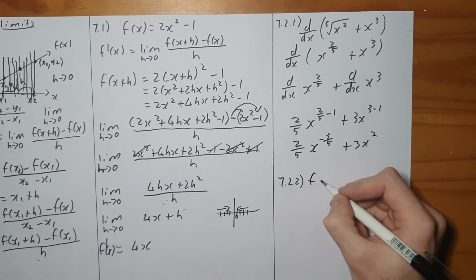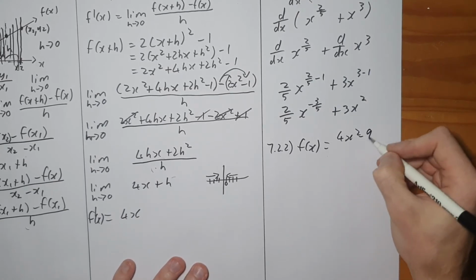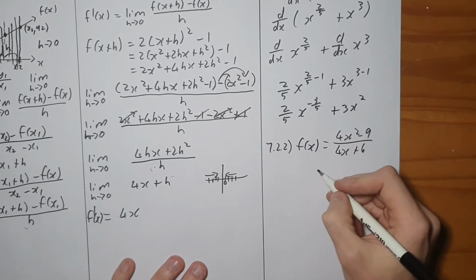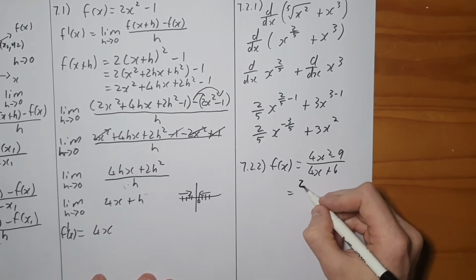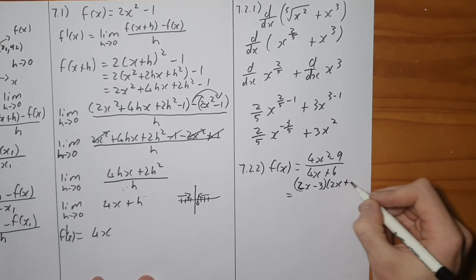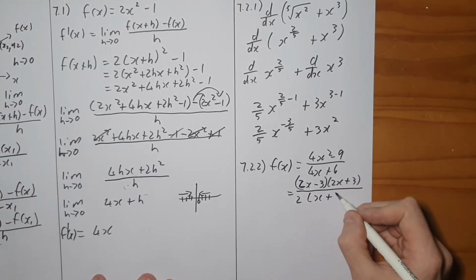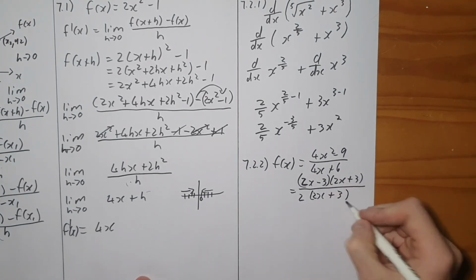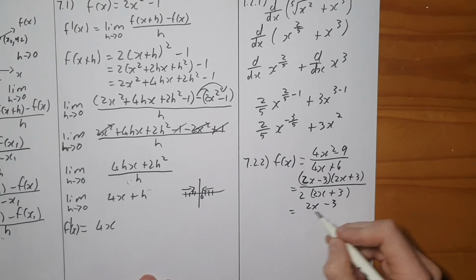7.2.2, we have the function f of x equals 4x squared minus 9 all over 4x plus 6. So I take out the common factor, or I'm going to factorize the top first, sorry. So that's going to be 2x minus 3 and 2x plus 3. All over, taking out the common factor of 2x plus 3, there needs to be a 2. Therefore this bracket and that bracket cancel out, and I'm left with 2x minus 3 all over 2.